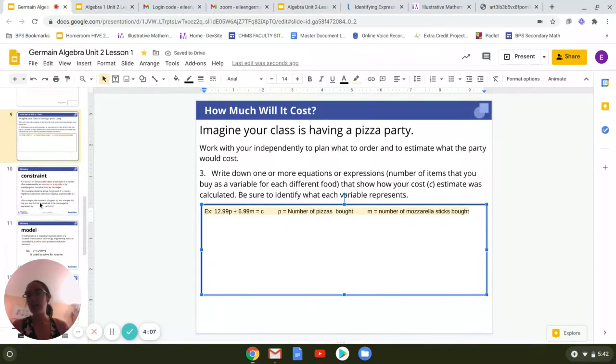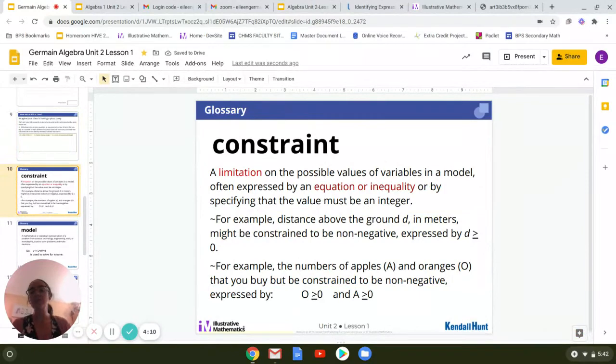From there, you're looking at these constraints. We talked about these constraints in class a little bit, but let's take a look at what these constraints are again. So the constraints are limitations on the possible values of a variable in a model, often expressed by an equation or an inequality, or by specifically stating the value that it can or can't be.